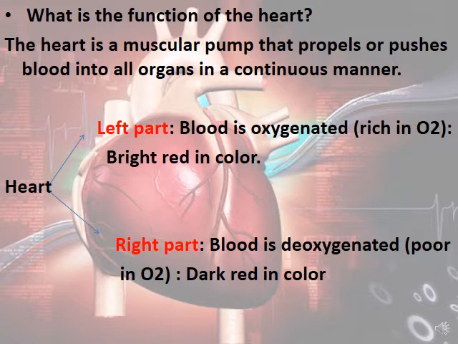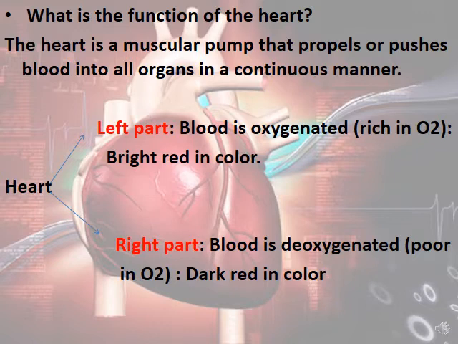The heart is divided into two parts, the left part and the right part. The left part is the oxygenated one, where the blood is oxygenated and rich in oxygen. Therefore, the red color of the blood is going to be bright. So here the left part is defined as the oxygenated part, where the blood is oxygenated. What is the meaning of oxygenated? Meaning that it's rich in oxygen gas. It has bright red color.